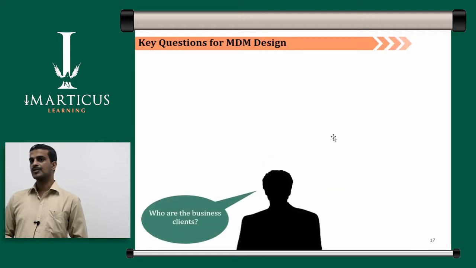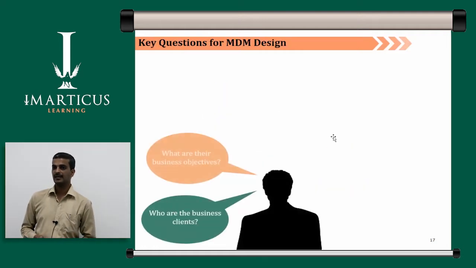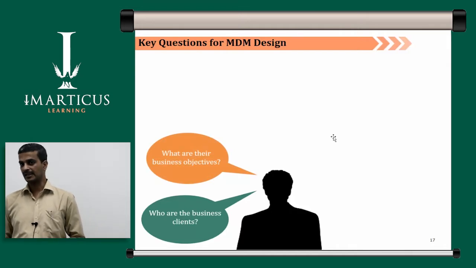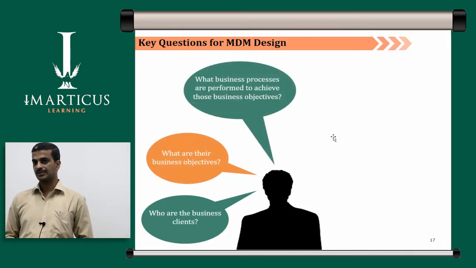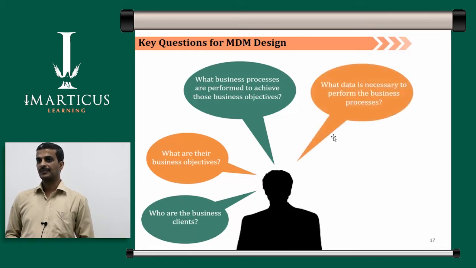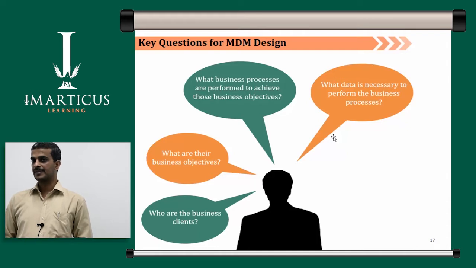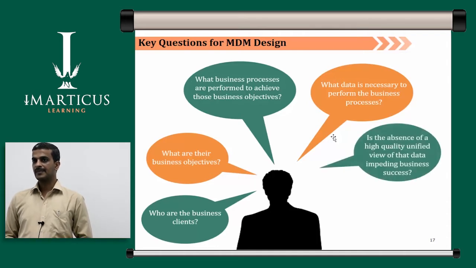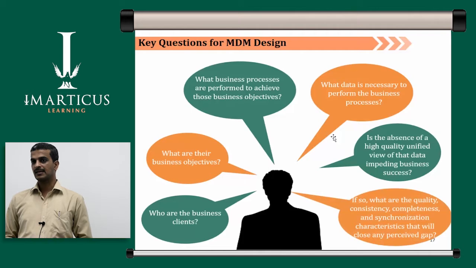So there are some key questions for the master data management design. For example, who are the business clients? What are their business objectives? What business processes are performed to achieve those business objectives? What data is necessary to perform the business processes? Is the absence of a high quality unified view of that data impeding business success? And if so, where are the quality, consistency, completeness and synchronization characteristics that will close the gap?